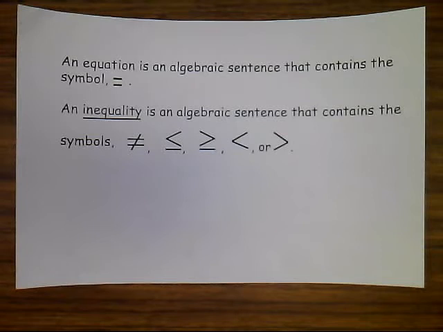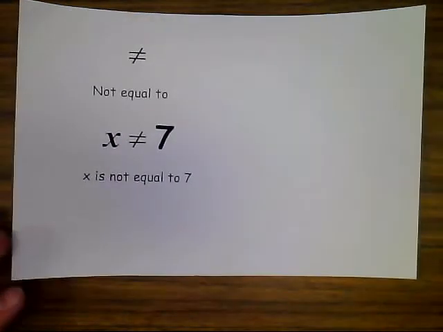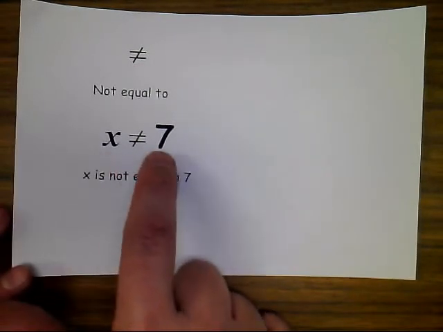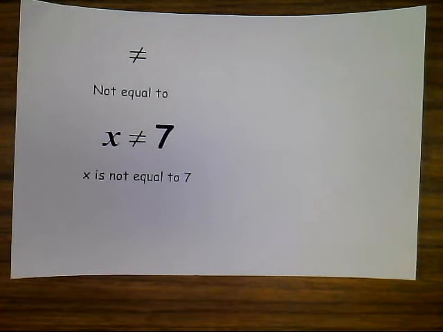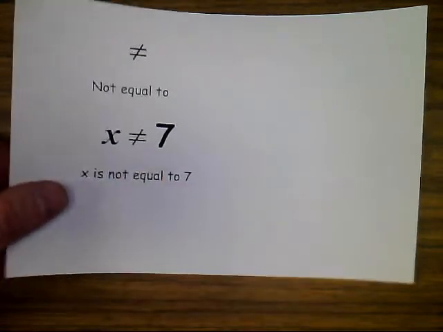Now, students are familiar with equations and know that when that equal sign is placed, it shows that the two expressions are equal. What an inequality does is it compares two items that may or may not be equal. So the first inequality we're going to take a look at is the not equal to symbol. And this would be read as x is not equal to 7. This symbol makes a lot of sense because it's clearly an equal sign that has been canceled, showing that it's not equal to 7. Again, it would be read as x is not equal to 7.